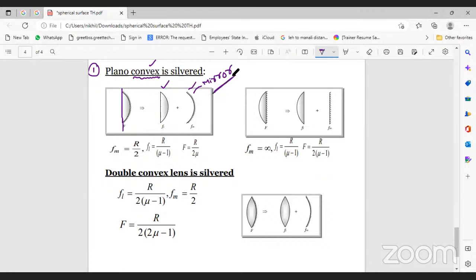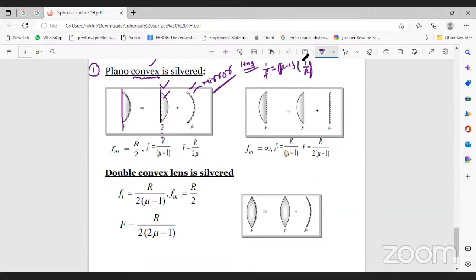Can you tell me the lens maker's formula for this lens? 1 by f equals mu minus 1 into 1 by R1 minus 1 by R2. But R2 you don't write, because what is the radius of curvature of the plane surface? The radius of curvature of the plane surface, R2, will be infinity. So 1 by infinity will be 0.